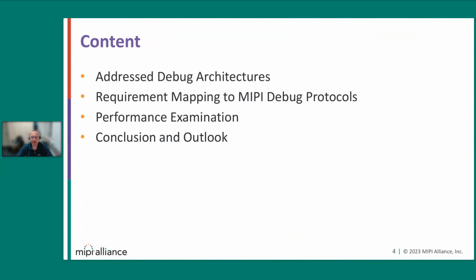One important thing for debugging applications is the performance of operations. That's why I'd like to compare different protocol alternatives for certain use cases. Finally, I'd like to deduce conclusions and give advice to debug architects for target systems.